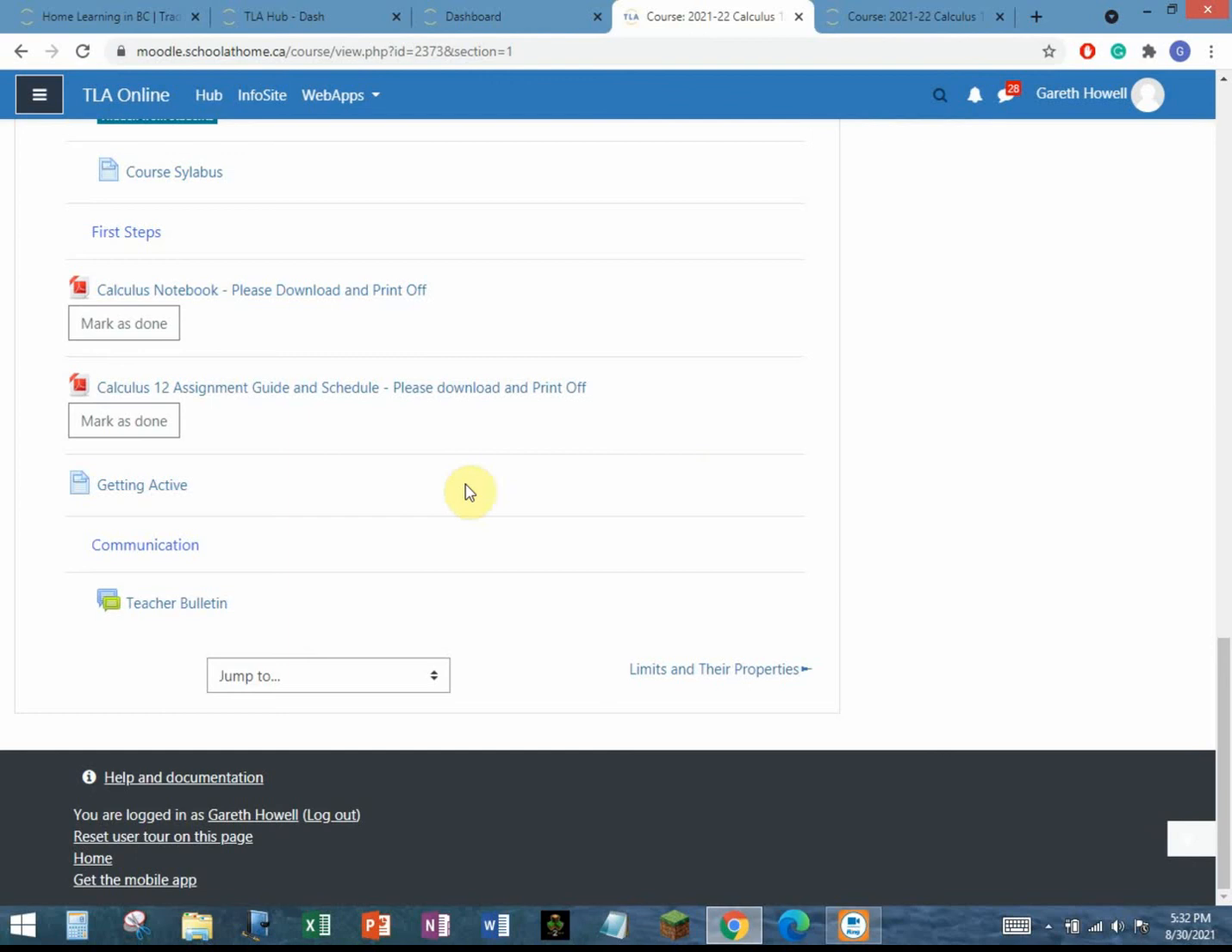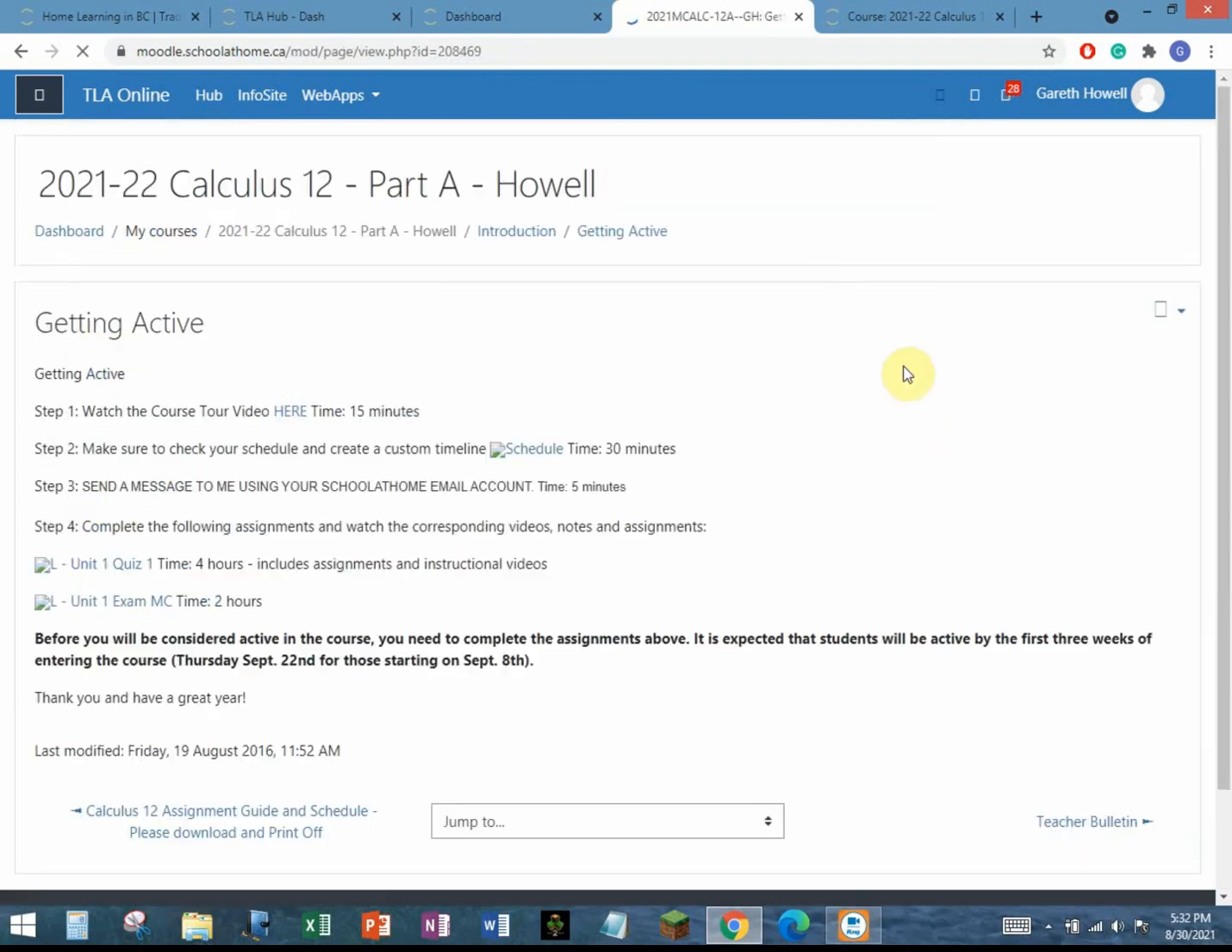The Getting Active section merely outlines what assignments I require before you are considered active in the course. Mainly, the Unit 1 quiz and the Unit 1 exam, the multiple choice portion.